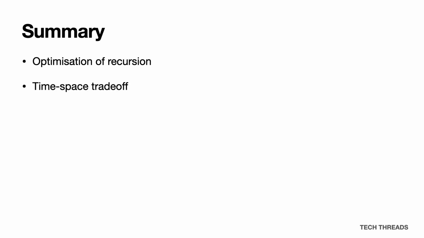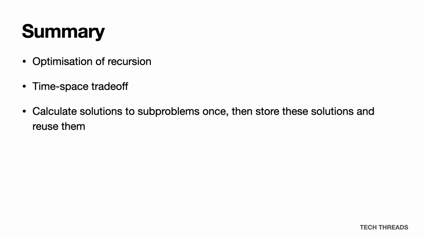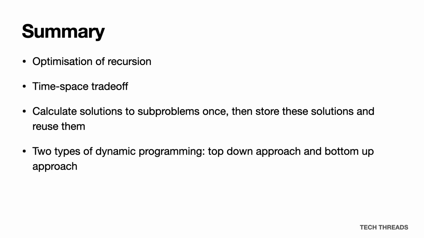To summarise, dynamic programming is an optimization of recursion, which involves trading space for time. So instead of recomputing values to subproblems, we calculate their values once, store them, and then reuse them when we need them again later. There are two types of dynamic programming, the top-down approach and the bottom-up approach.